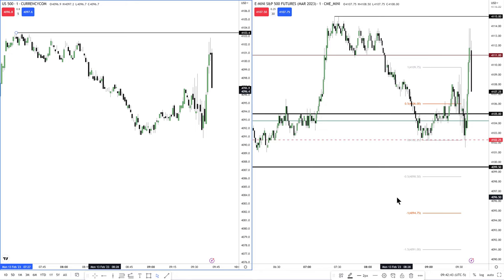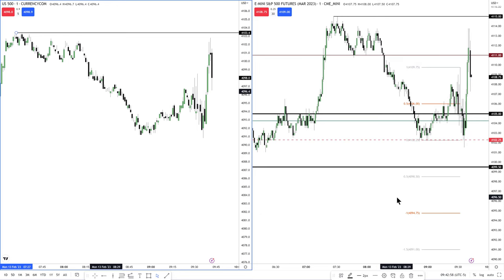So far, NASDAQ's basically on par with the highs as well. So nothing's really standing out as an obvious run here. Still 50-50.